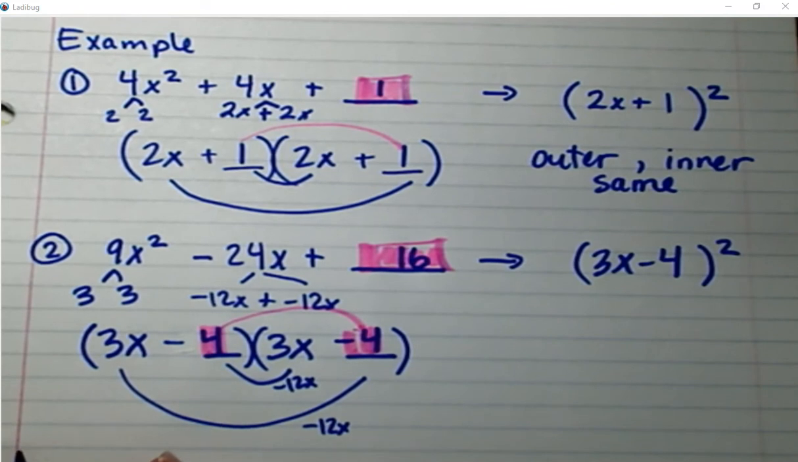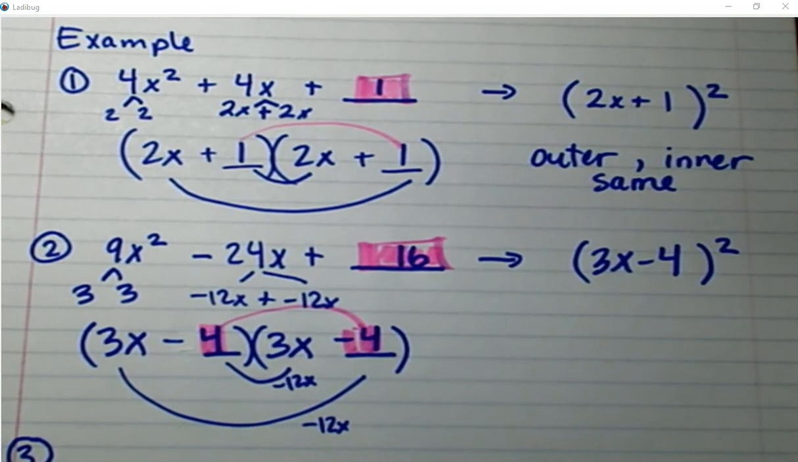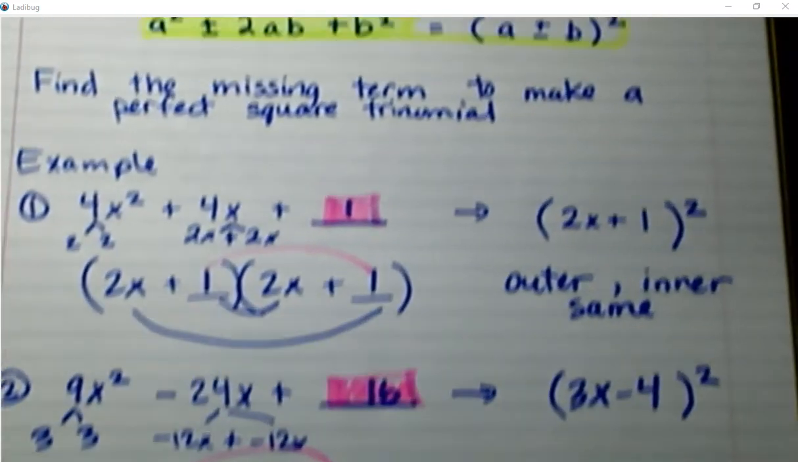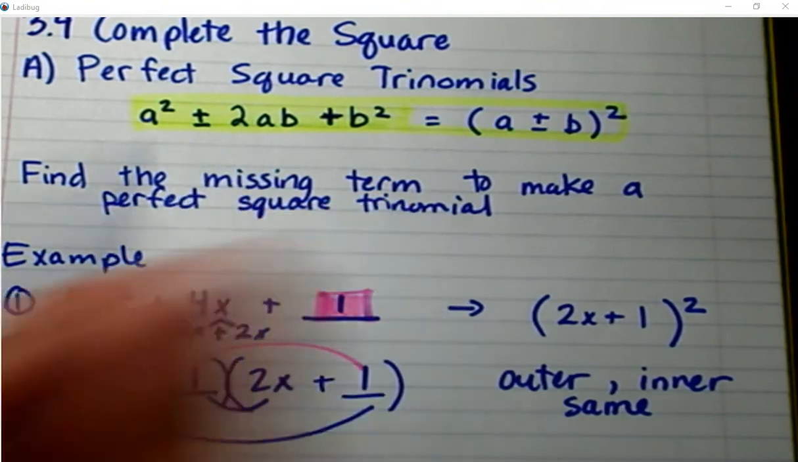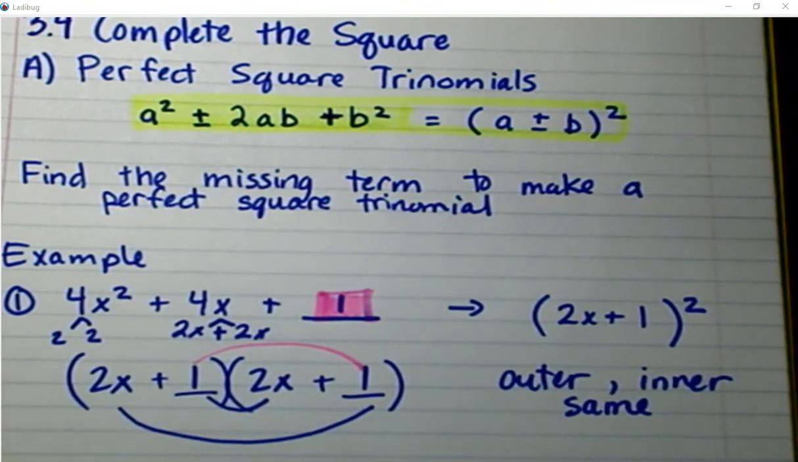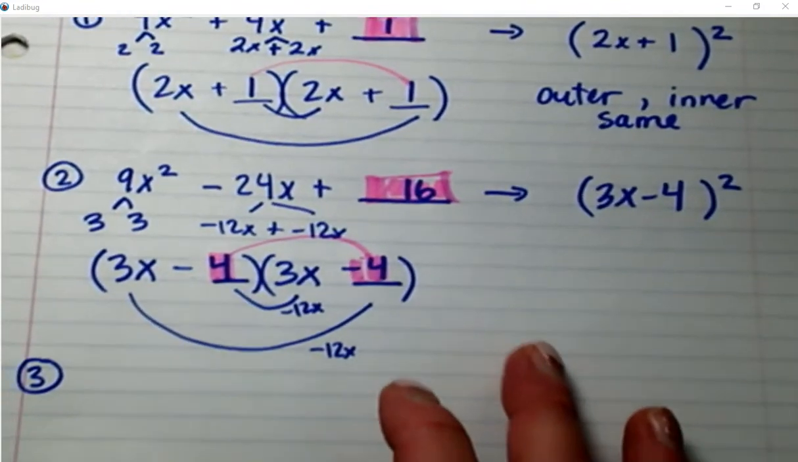Okay, so let's try one more. I'm going to let you try it. Yes? What's negative times negative? Positive. No, good question. So that last term, if I check my little formula, that last term is always positive. It's only this middle one that could be either. Okay. Here we go.